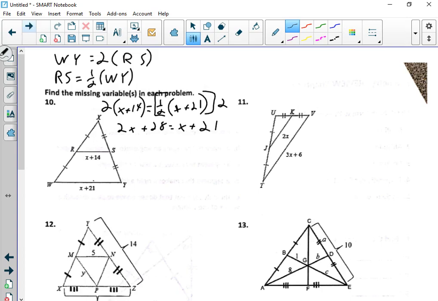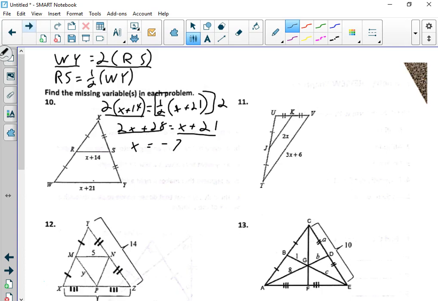Which, interestingly enough, if you look at that, WY, which is x plus 21, is equal to 2 times RS, which is right there. So that's the other way you can set it up, and you'd be fine. So I'm going to subtract x. I'm going to subtract 21, and then I'm going to get the really mind-blowing answer here of -7.